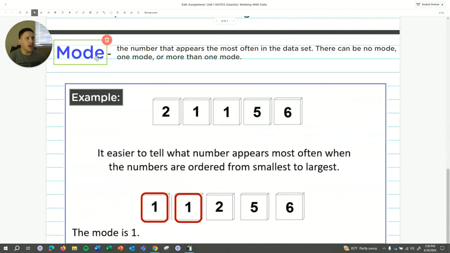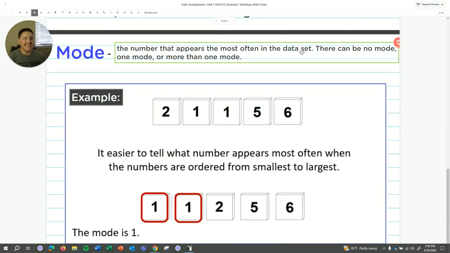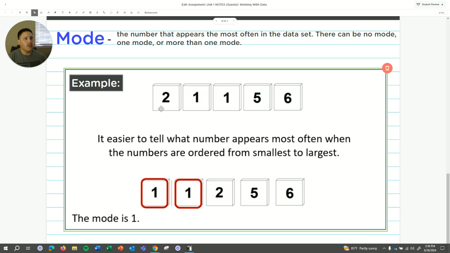We'll start off with mode, the number that appears the most often in the data set. And again, there can be no mode, one mode, or more than one mode. In this example, we have the data set 2, 1, 1, 5, 6. It's easy to tell. Just look at the data set and determine which number appears the most. Sometimes if you order them from least to greatest, it's easier to tell. So that's what we did here in this bottom part. We order it with 1, 1, 2, 5, 6 instead of the previous order 2, 1, 1, 5, 6. And we can tell that the number 1 appears the most in this data set. So the mode is 1.